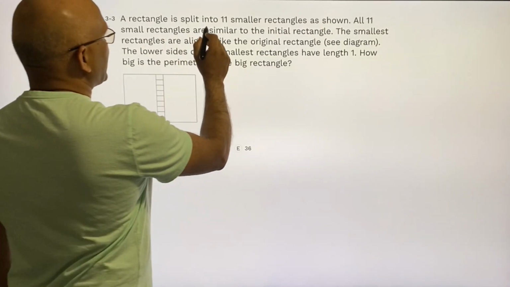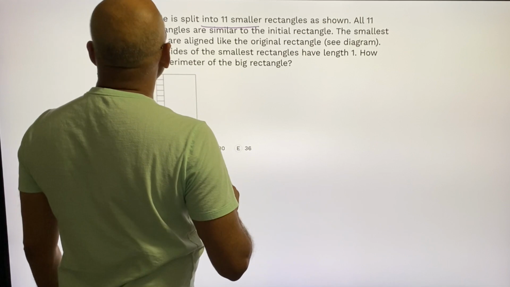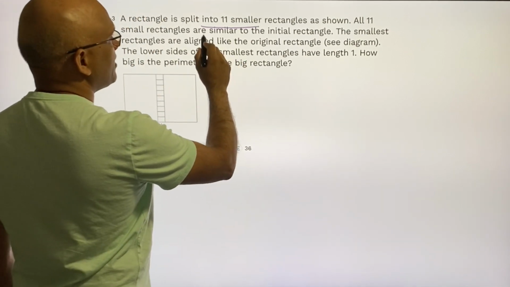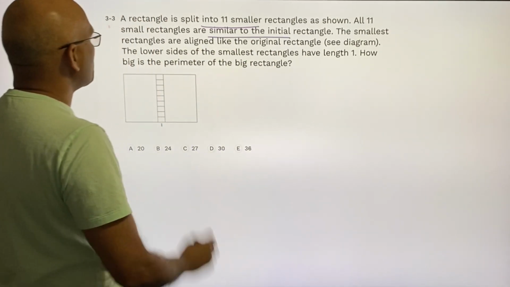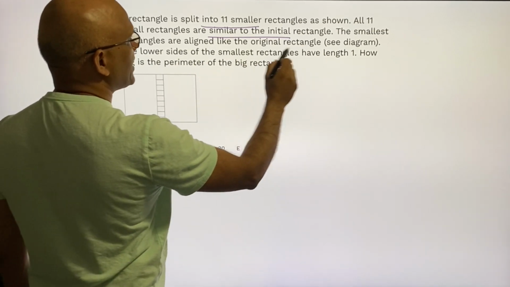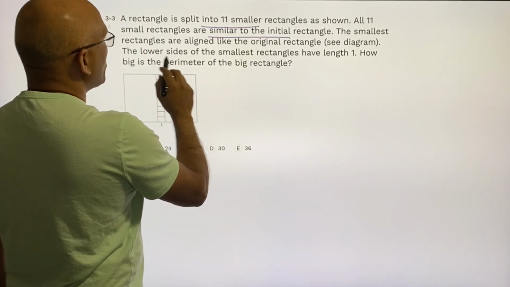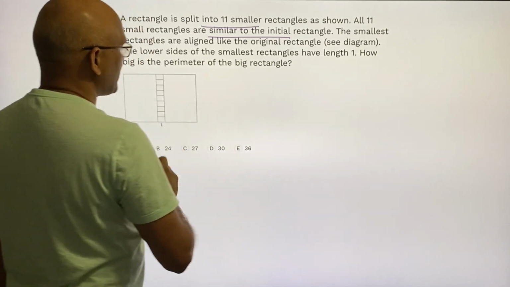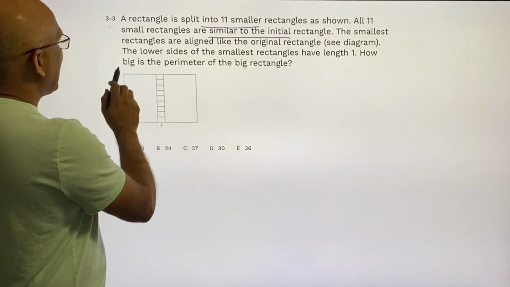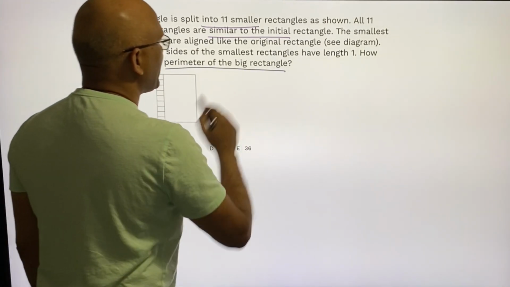A rectangle is split into 11 smaller rectangles as shown. All 11 rectangles are similar to the initial rectangle. The smallest rectangles are aligned like the original rectangle. The lower side of the smallest rectangle has length 1. Okay, so this is 1. How big is the perimeter of the big rectangle?